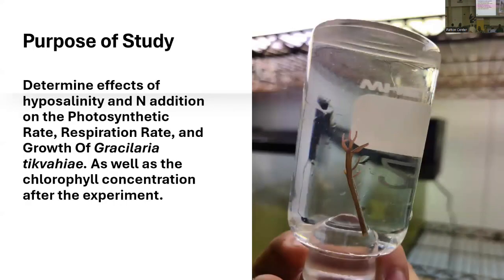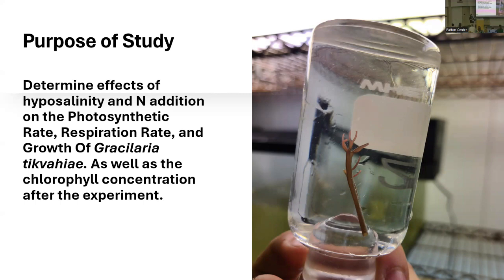So the purpose of this study is, again, simulating the precipitation event very similar to what we saw in Alex in the earlier slides. So we're going to decrease the salinity over a period of time and introduce nutrient spikes. So throughout the duration of the experiment, we were monitoring the growth, photosynthetic rate, respiration rate, and chlorophyll A concentrations.